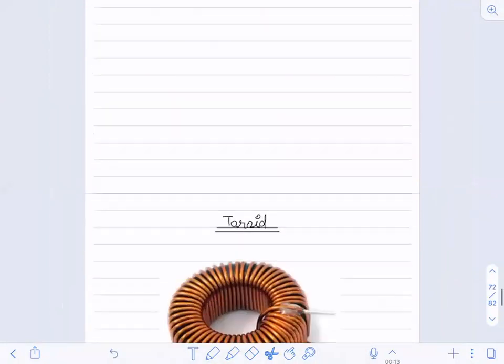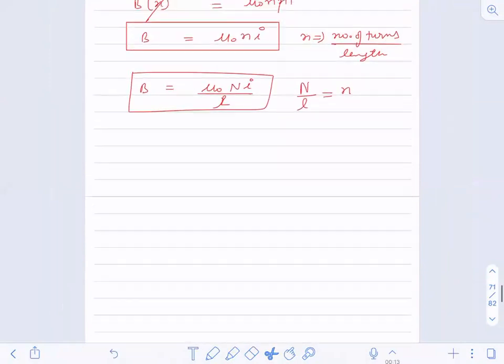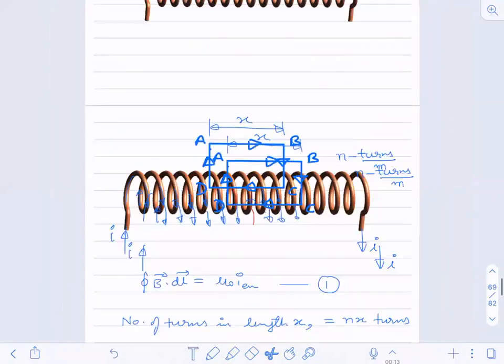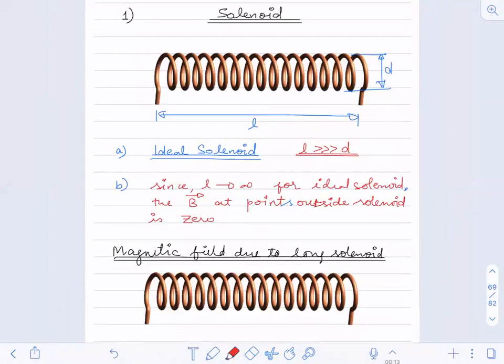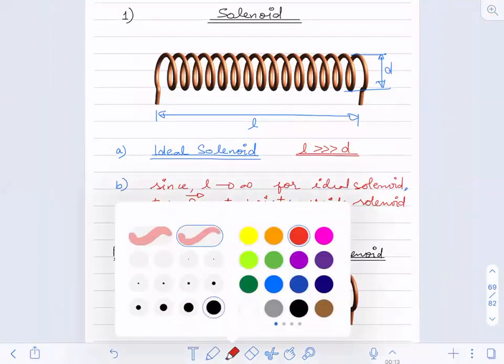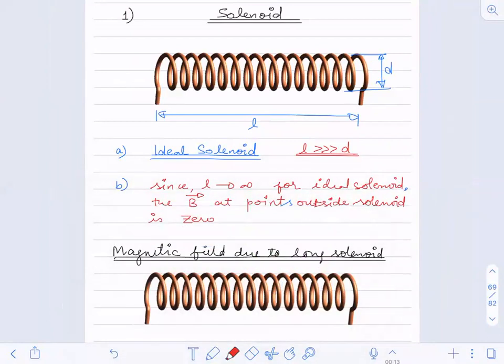So what is the important point in solenoid you have to understand? There were a few major points that you should remember. One is that this point B, okay, for ideal solenoid, the magnetic field at a point outside the solenoid is zero. So this is a very important point that you should understand. The reason we have discussed yesterday.